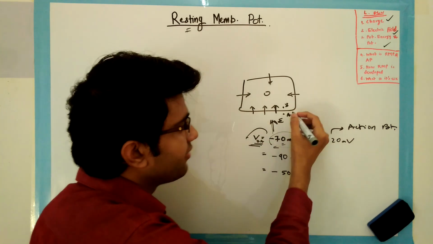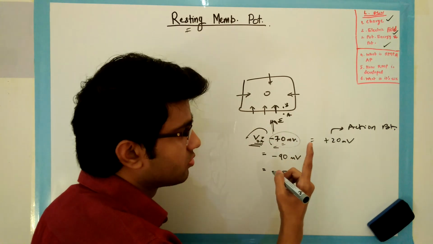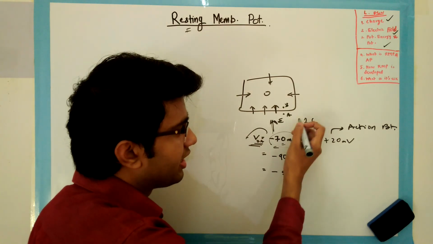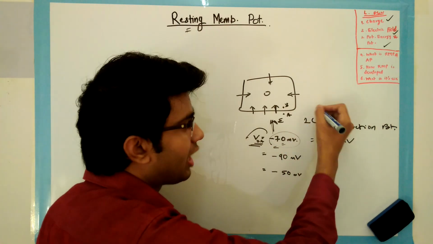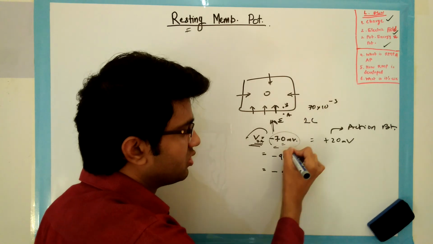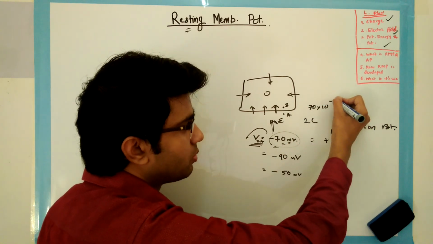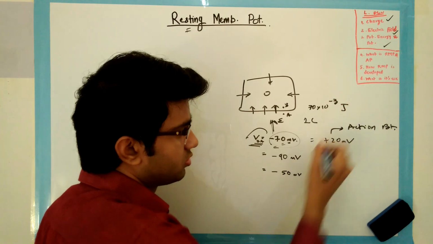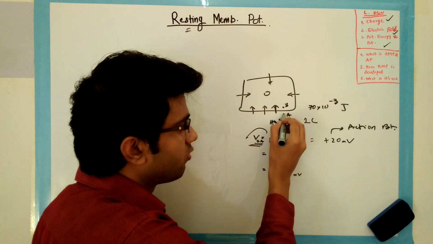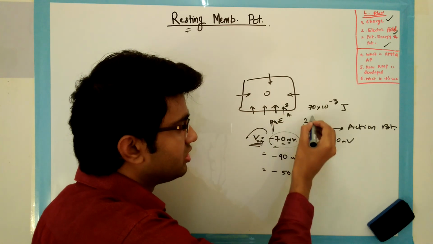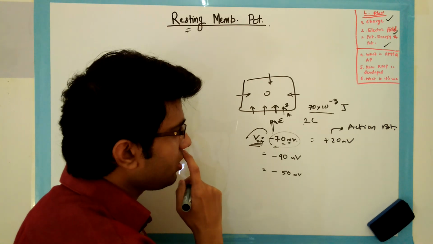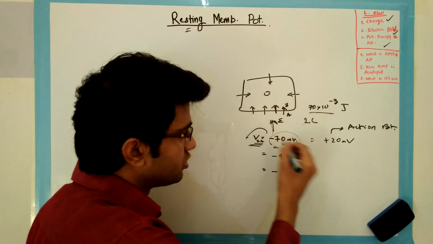That means if we take 1 coulomb of charge and move it from point A to B, the particle will be releasing energy, and how much? 70 into 10 to the power minus 3, because it is milli. So 70 times 10 to the power minus 3 joules. So if we move 1 coulomb charge from point A to B, this much energy is released, right? So this was the concept of potential.